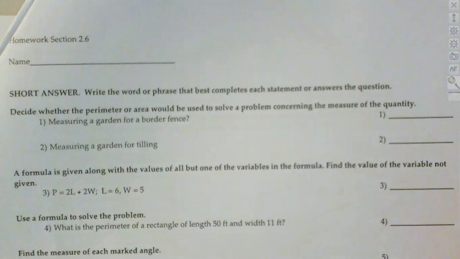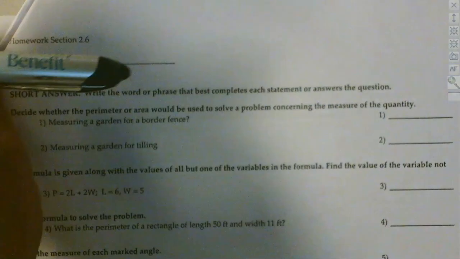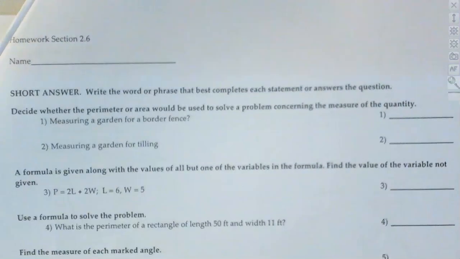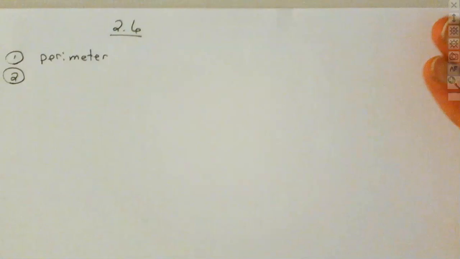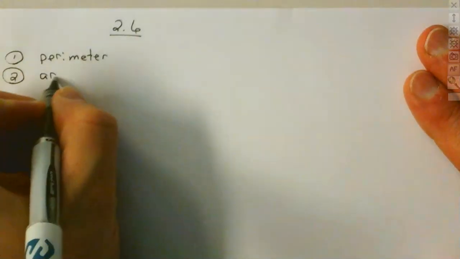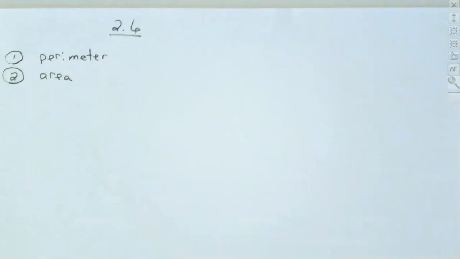Measuring a garden for tilling. That's going to be the area, right? Because that's like measuring the carpet for a room. If you think about measuring the carpet for a room, it's in square feet or square yards. Okay, so that means, same thing here, that's going to be an area because you're looking at how much space I have to fill in. So does it make sense now the difference between the area and the perimeter, hopefully?